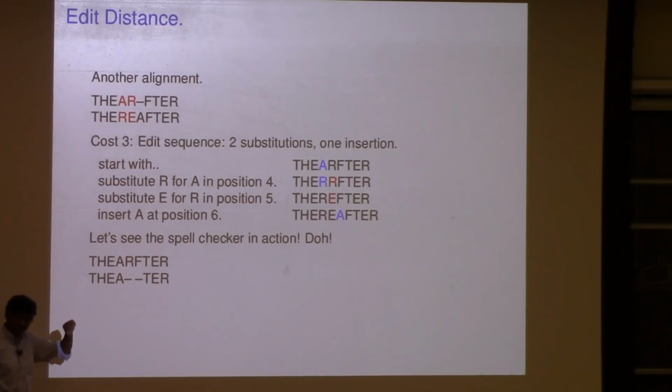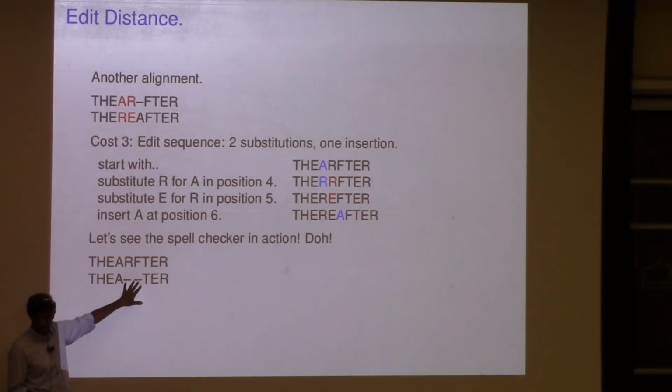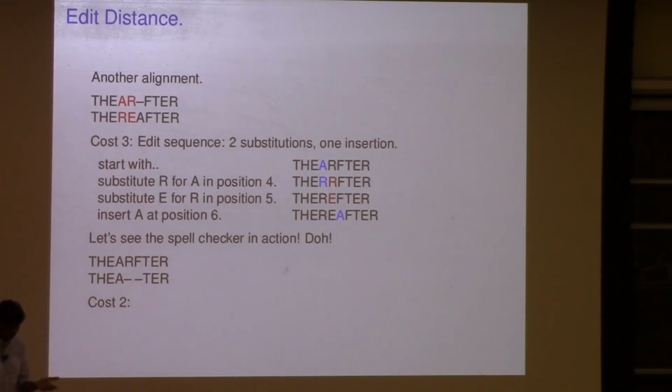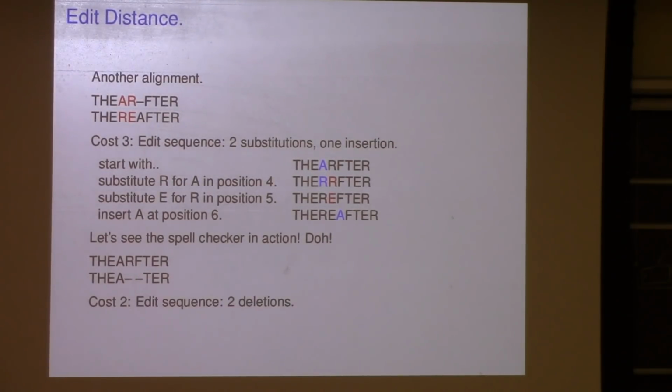Okay, so do you see the idea that it's really doing this, right? The second closest word was thereafter. We think it's thereafter because there's some other algorithm we're using than edit distance, right? Theater only has cost 2. This is thereafter to theater. You see there's only 2 differences, okay? So they chose the closest word.